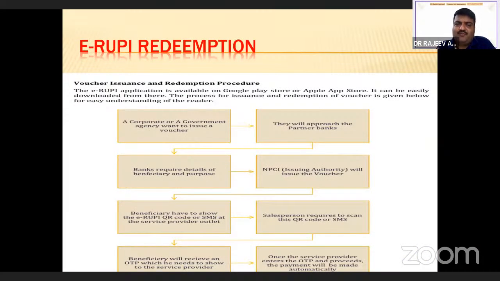Just in short, how the e-rupee redemption works: it's a voucher. Whenever you buy it from a government or a corporate person, you will get a QR code or an SMS. Suppose you go to a mall and you want to pay, you just approach the payment person at the store. They will scan the voucher. Immediately on scanning the voucher, they will be able to redeem it. You will get an OTP. Once the OTP is shared with the salesman, the digital money, the e-rupee in your wallet, will get transferred to them instantly. So it is as simple as that. You don't need a smartphone also for this.